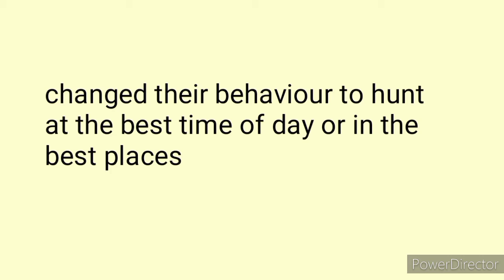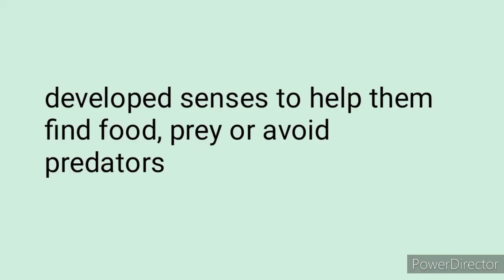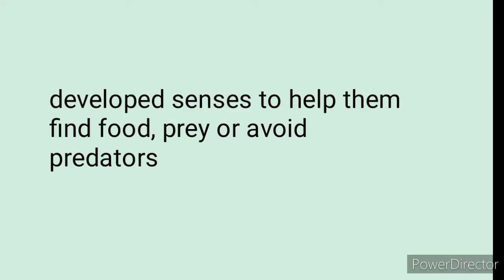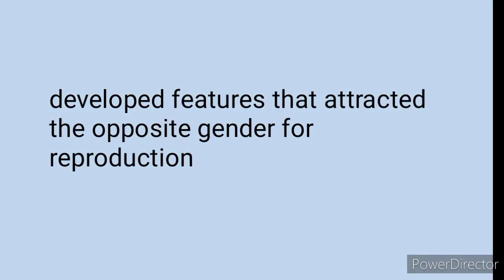Alright? Develop senses to help them find food, prey, or avoid predators. The ant is a very good example. Is it not? Yes. Some animals don't see. Okay? They use their senses. Is it not? Yes. These are ways to enable them to survive in their environment.